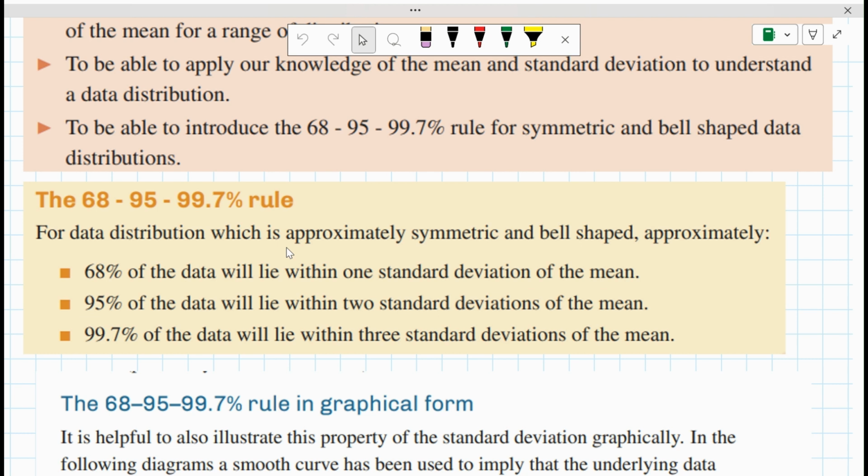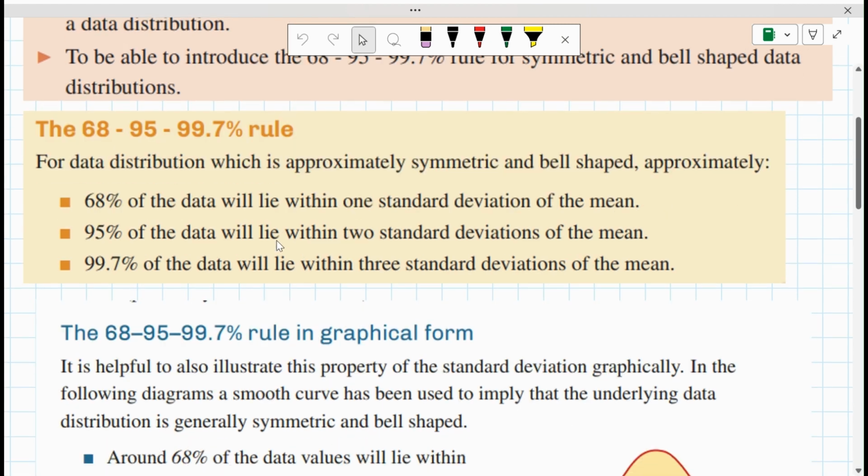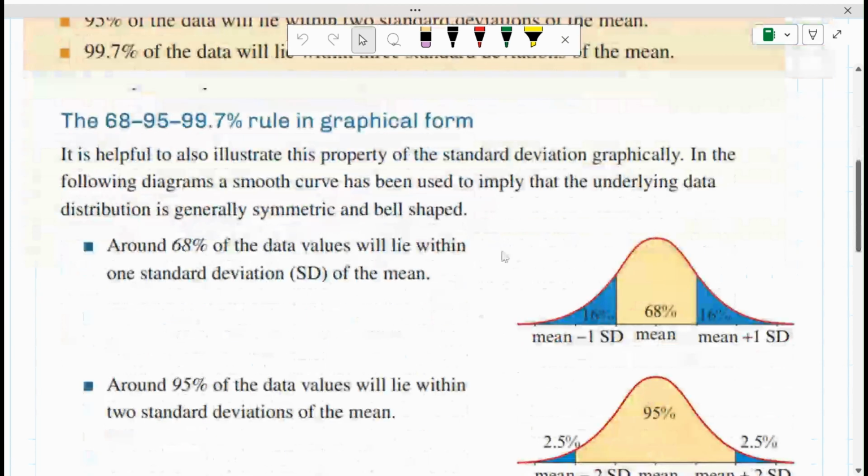What does that mean? I will show the graph anyway, and you will have a look and get a better sense. 95% of the data will lie within two standard deviations of the mean, and 99.7% of the data will lie within three standard deviations of the mean. It's helpful to have a graph to look at.